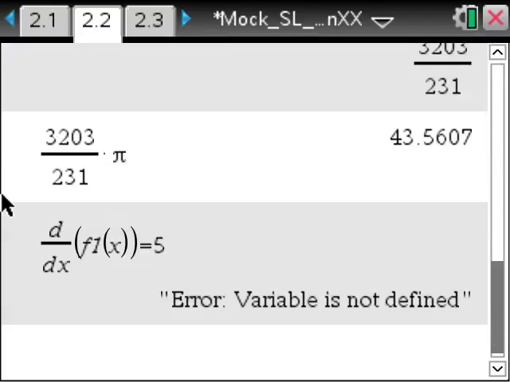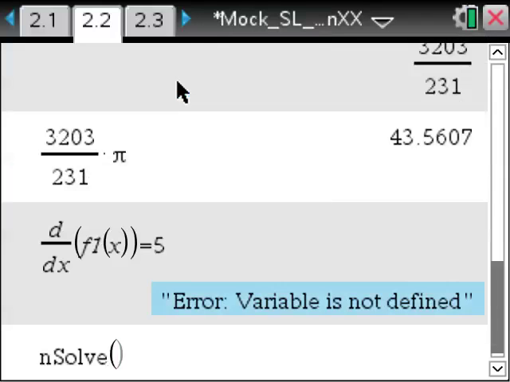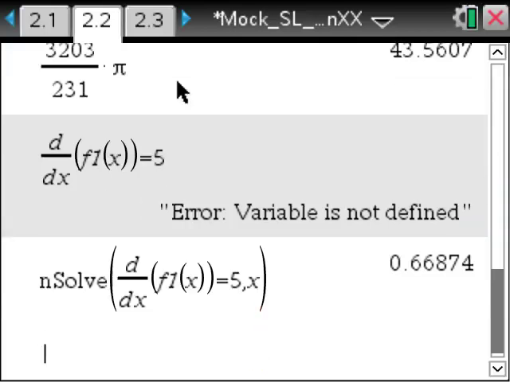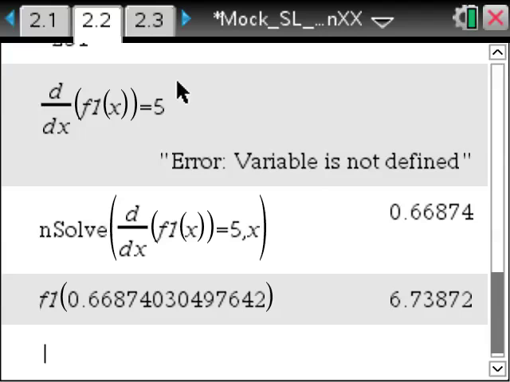So what I need to do is press menu, algebra, numerical solve that expression for x, and there's the x coordinate of point t. And now I need to work out the y coordinate of that, and that will simply be f1 of the x coordinate, which gives me that. So we have approximate coordinates of t to be 0.67, 6.74. If we're going to go to 3 significant figures, it should be 0.669 and 6.74.